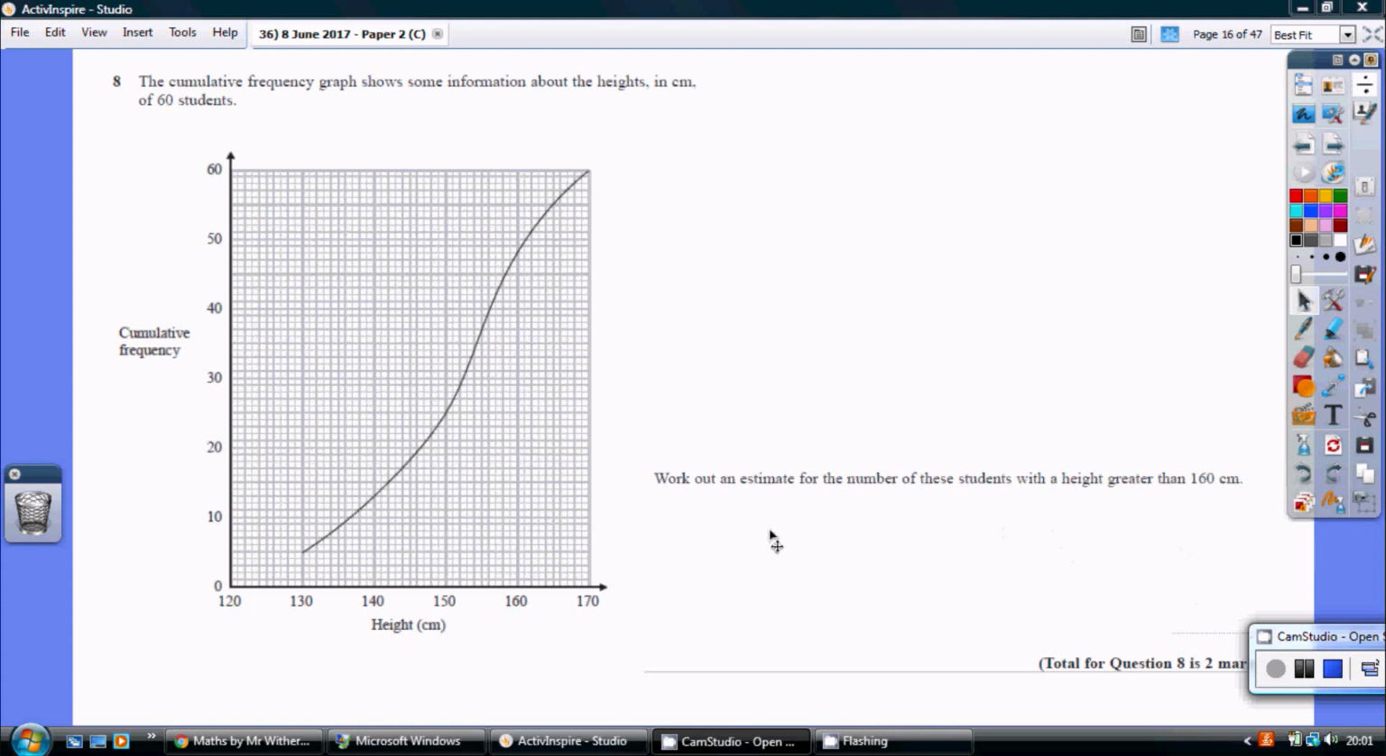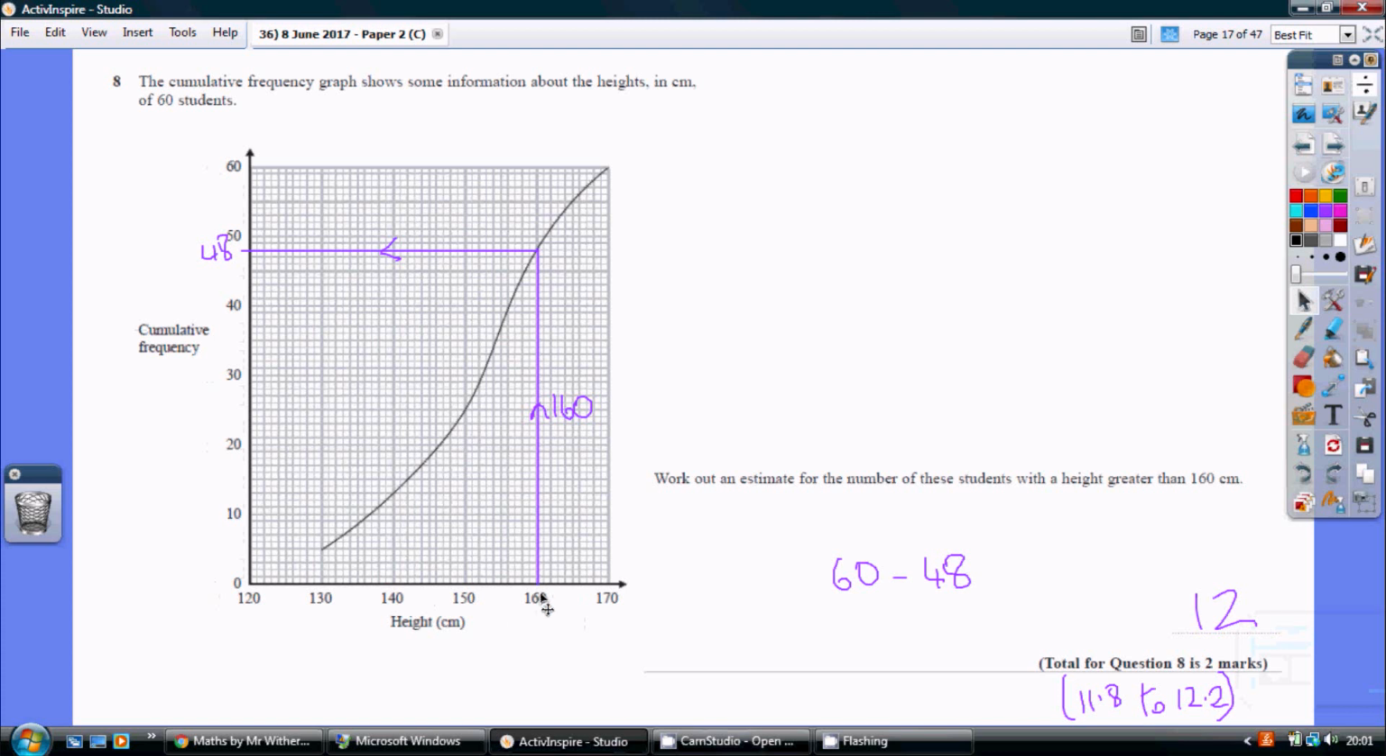Question 8. So we're being asked to work out an estimate of the number of the students with a height greater than 160 centimetres. So that's fairly straightforward. So take your 160 centimetres, take a reading, and you get 48. Now that's going to be 48 people with a height less than 160 centimetres. You want these people up here, who are the ones who are taller than 160 centimetres. So that's going to be 60, there's 60 here, 60 take away 48, which is 12 people.